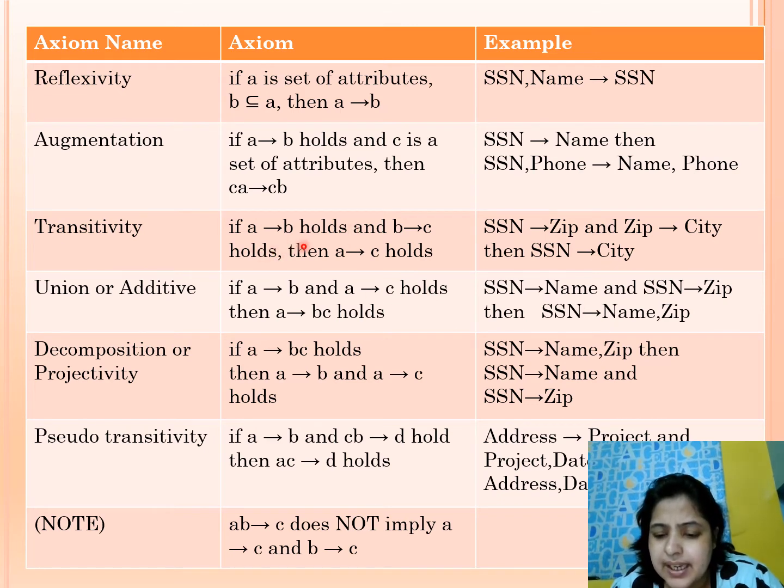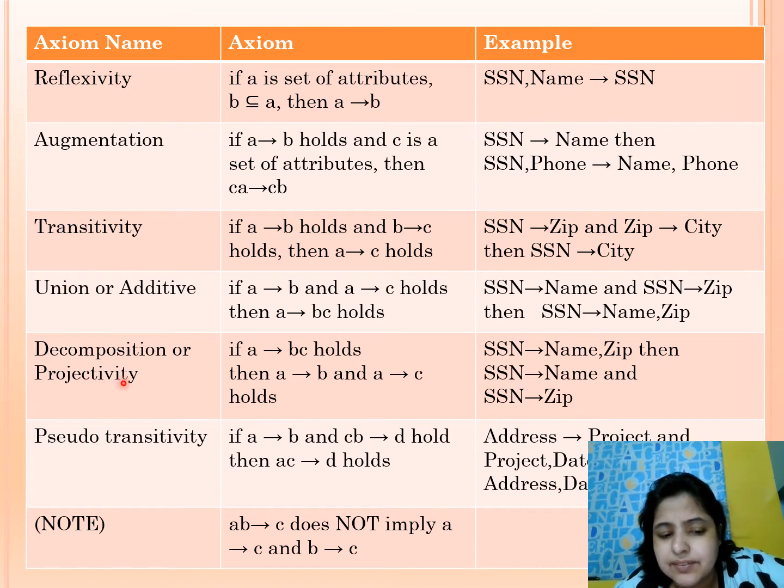That is transitivity. If A tends to B, and B to C, then A automatically tends to C. Right? Union: if A tends to B and A tends to C hold, then A tends to BC also holds. SSN to name and SSN to zip, then SSN should tend to name comma zip. Decomposition: if A tends to BC holds, then A tends to B and A tends to C. See, the axioms are very clear and very easy to understand.